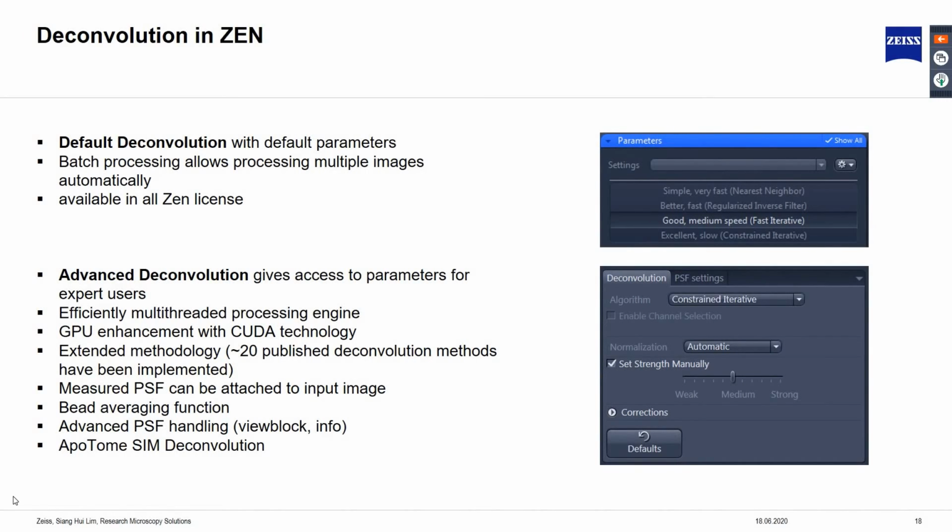The advanced deconvolution is available as a paid module, and we offer access to all available parameters for expert users. Here, you can access advanced features such as point spread function settings and spherical aberration corrections. There are over 20 published deconvolution methods available in ZEN software to provide the necessary flexibility to cater for your different research needs.